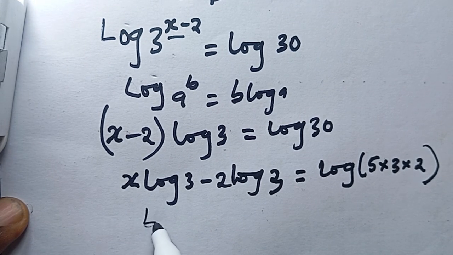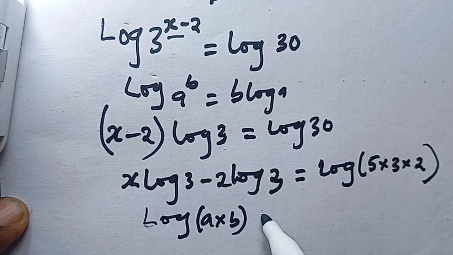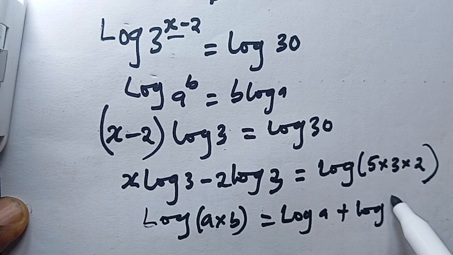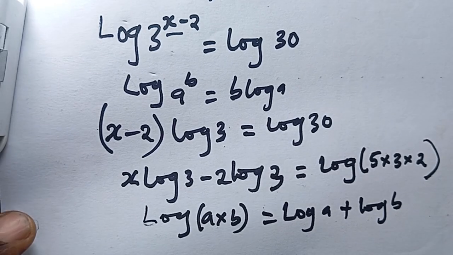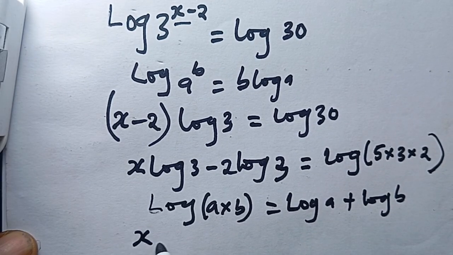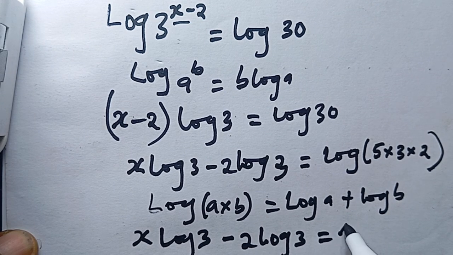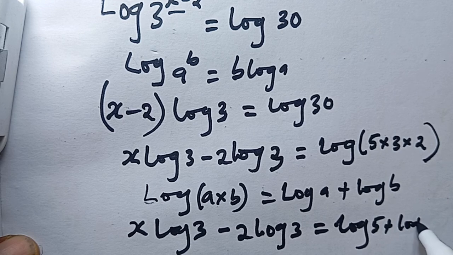Of course, you know that in logarithm, when you have multiplication, let's say log of a multiplied by b, you can expand this as log a plus log b. So I will use this rule to expand the right hand side. I'm going to have x log 3 minus 2 log 3 is equal to log 5 plus log 3 plus log 2.